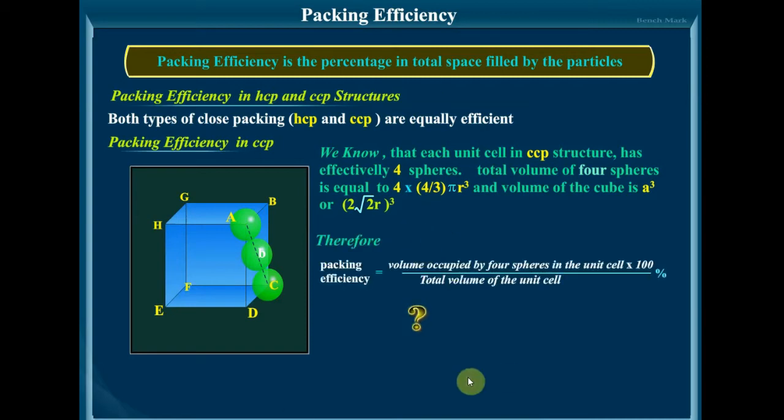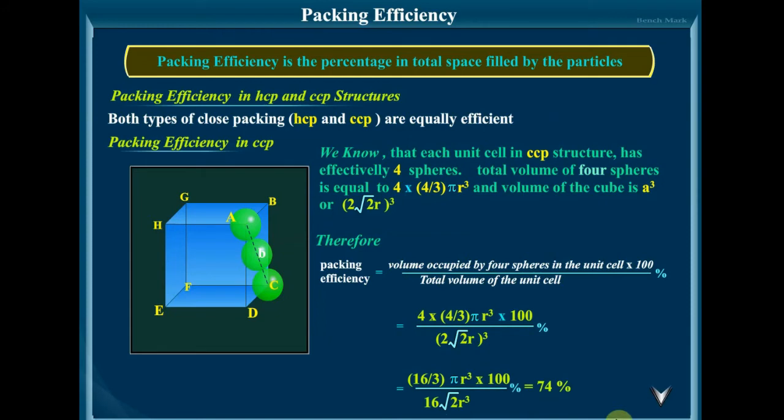Therefore, packing efficiency is equal to the volume occupied by 4 spheres in the unit cell, divided by the total volume of the unit cell, into 100. So it is 4 into 4 by 3 pi r cube, into 100, divided by A cube, which we have calculated earlier as 2 root 2 r, the whole cube. And after the calculations are over, we get the packing efficiency as 74%.